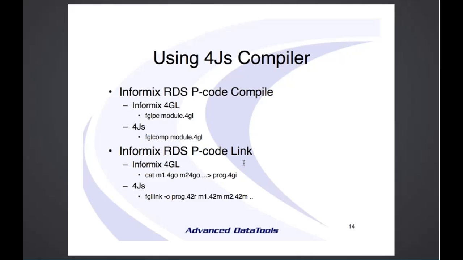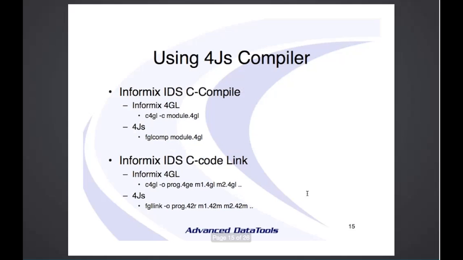If you're using the P code, Informix Rapid Development System P code, you would compile modules with FGL PC. In 4Js, there's one way of compiling, FGL comp, and that is compiling a module. If you're using the P code, the way you would build a program is you would take all the modules and cat them together. With 4Js, you use FGL link -O with the name of the program you want it all to link into with the 42R extension, and then list all the modules.